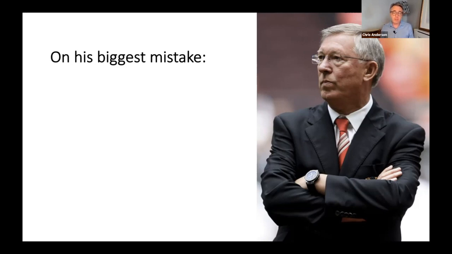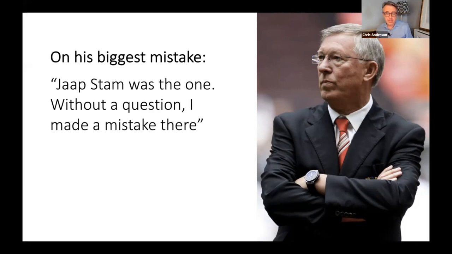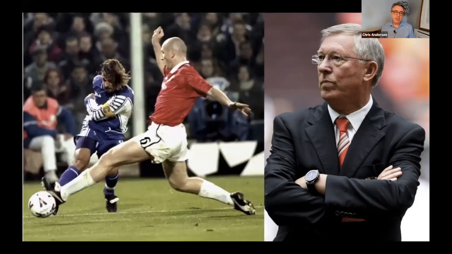It was time to get rid of him. He was 29 years old, kind of on the back end of his career, and it was probably a smart move to cash in on him and find somebody else who will take him off his hands. The interesting thing about the Jaap Stam story, of course, was that he went on to have several more really successful years as a defender. And in hindsight, Ferguson regretted having sold him.